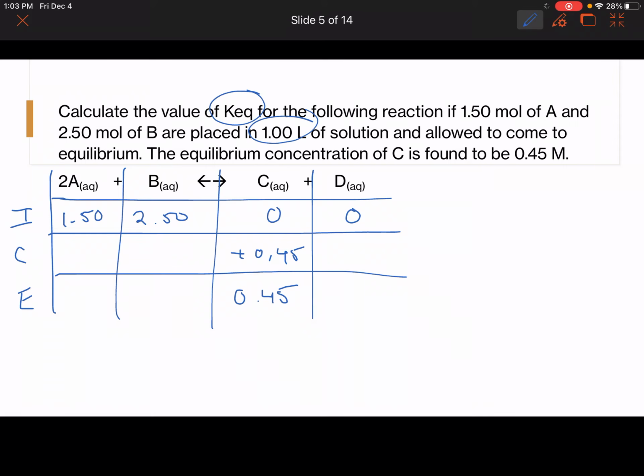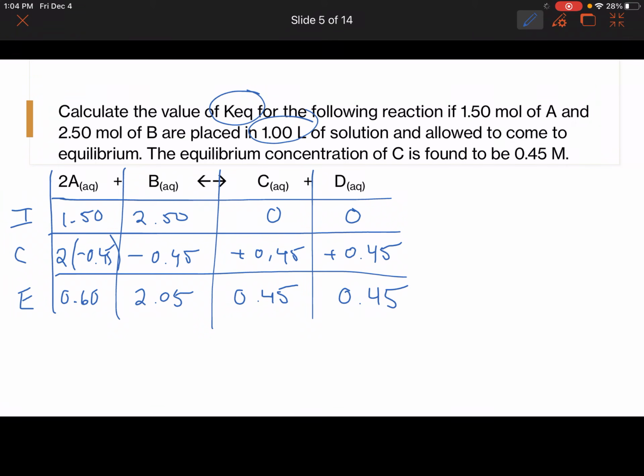Now, these changes follow the mole ratio. So if I have 0.45 here, I'm also going to have plus 0.45 for D because they're in a 1-to-1 ratio. B is also a 1-to-1 ratio, so I'm going to subtract 0.45 here, and this will give me 2.05 molar for my B concentration at equilibrium. Now for A, I have to factor in the mole ratio again, so instead of subtracting 0.45, it's going to be 2 times the 0.45, so that's 1.5 minus 0.9, and that's going to be 0.60 molar here. Just fill in this one.